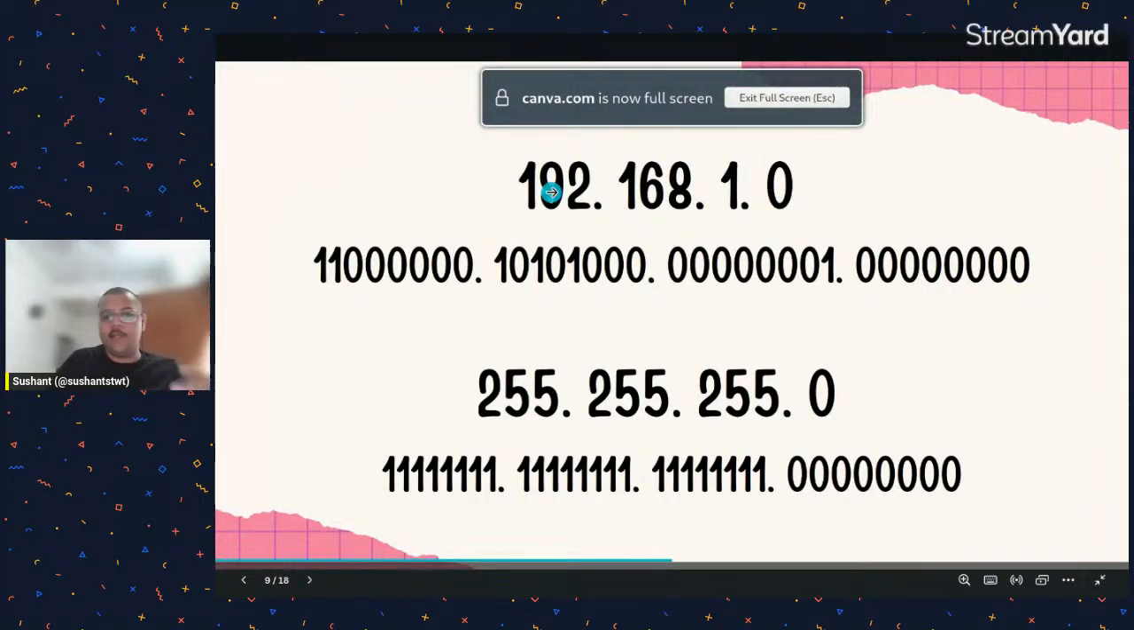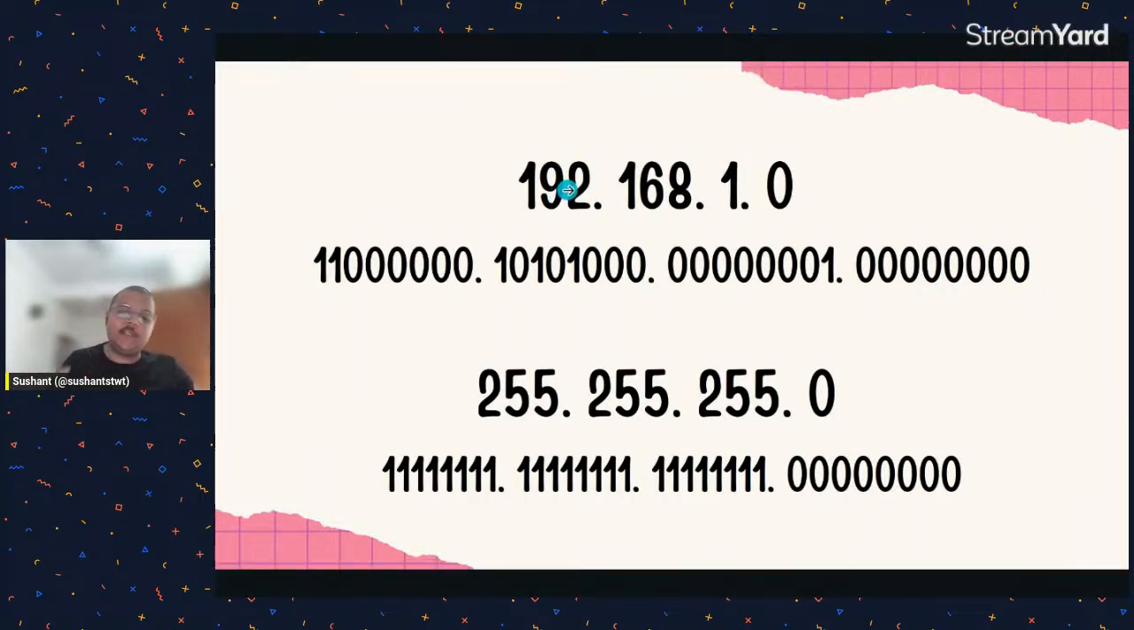So if you take a number like 192, this is basically a number which is a byte long. A byte basically means 8 bits, and they look something like this. So 192 in binary form can be represented like this: 11000000. If you have taken first year of college, you will be able to understand this.